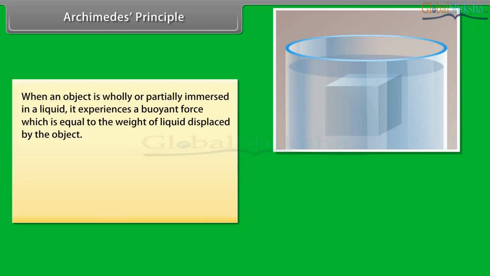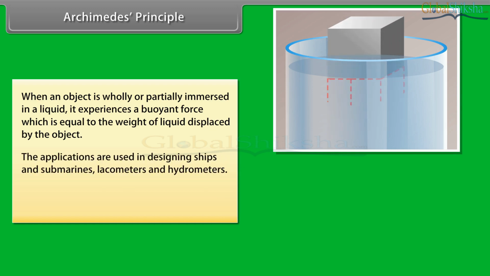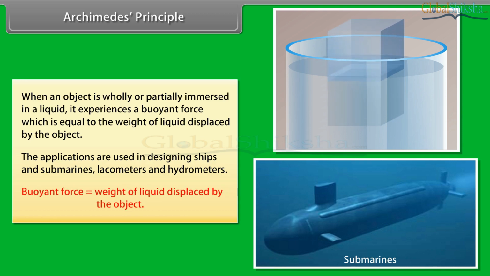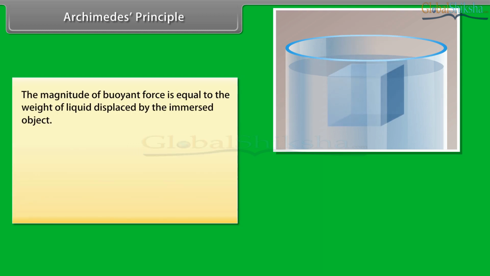Archimedes Principle. When an object is wholly or partially immersed in a liquid, it experiences a buoyant force which is equal to the weight of liquid displaced by the object. The applications are used in designing ships and submarines, lactometers and hydrometers. Buoyant force is equal to the weight of liquid displaced by the object. The magnitude of buoyant force is equal to the weight of liquid displaced by the immersed object.